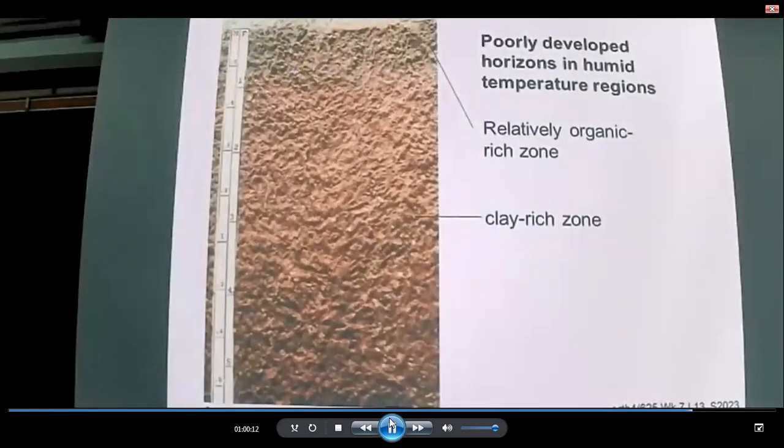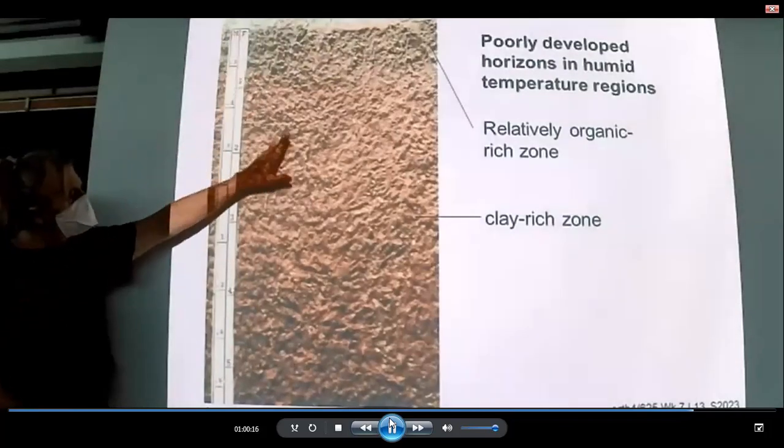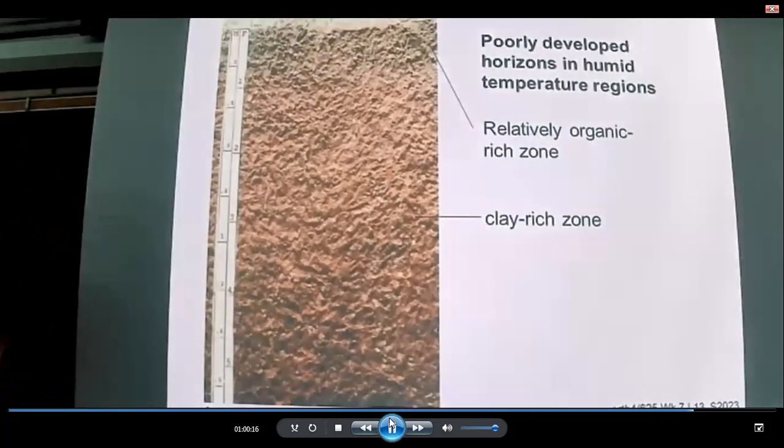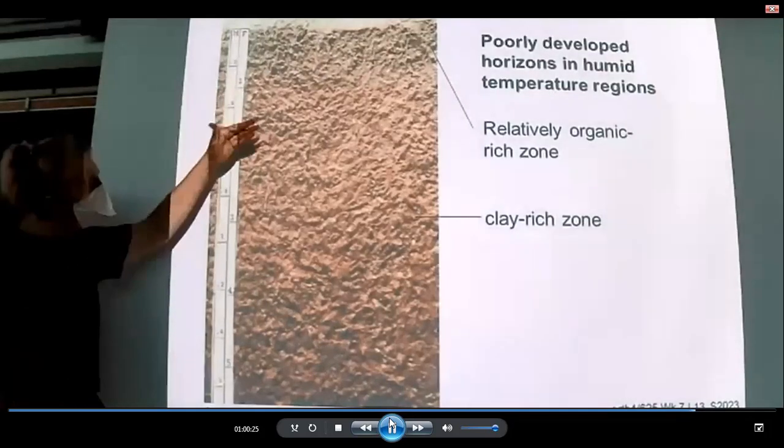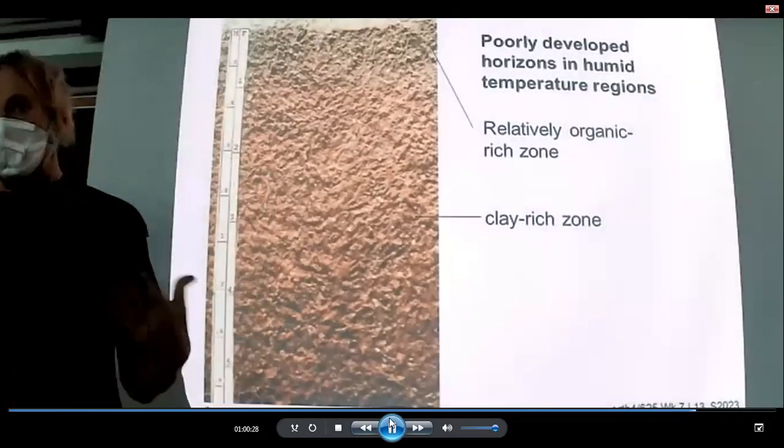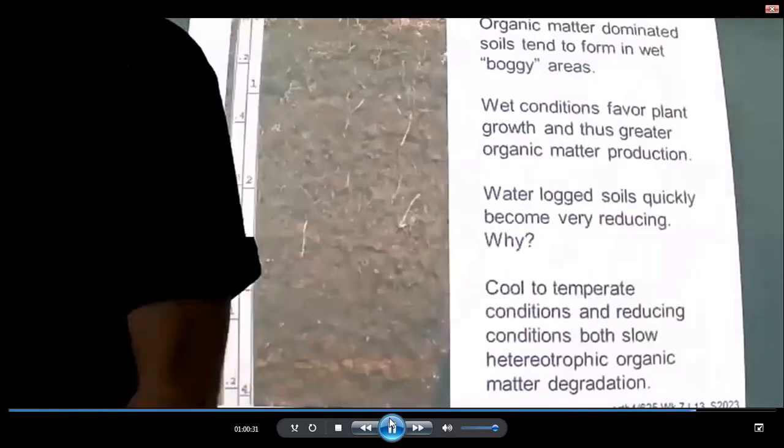This is a humid temperate region soil, a clayey zone, where you can see the horizons are a little bit more subtle, but we can kind of see that darker quasi-organic rich layer up on top, much less organic matter than some of the other examples. And then a clay-rich zone at depth moving into the zone of accumulation.